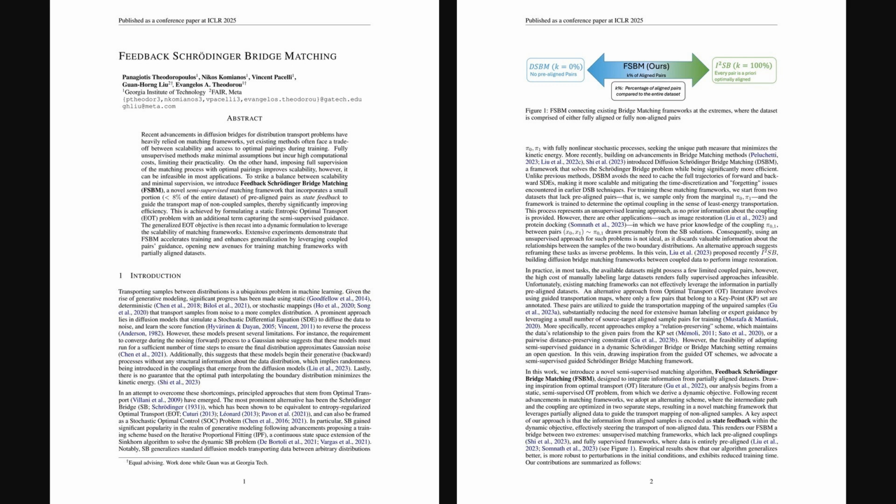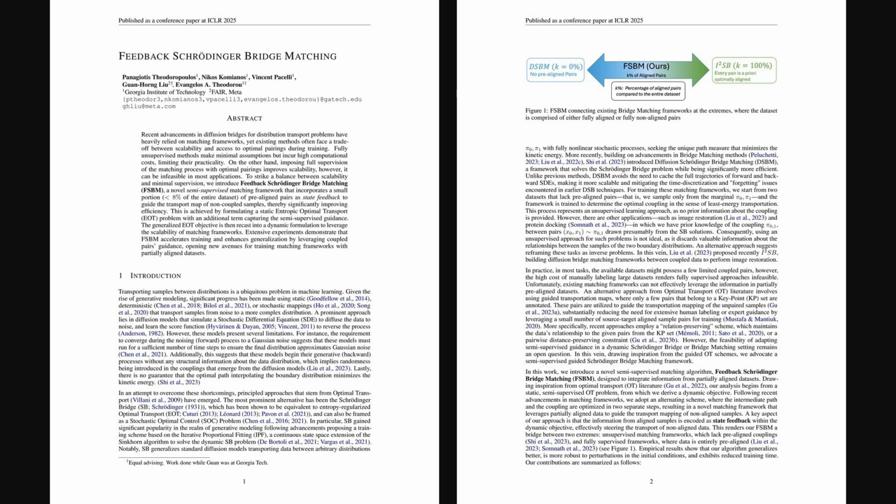I'm your host, Alex. Today is May 7th, 2025, and we're looking at an ICLR conference paper published just over 3 months ago called Feedback Schrödinger Bridge Matching. This paper tackles transforming data between different sets, or distributions, using what are known as diffusion bridge matching frameworks. These frameworks learn a path, or a transport map, to change one dataset into another. The problem is, current methods are often too slow or need all data perfectly paired.